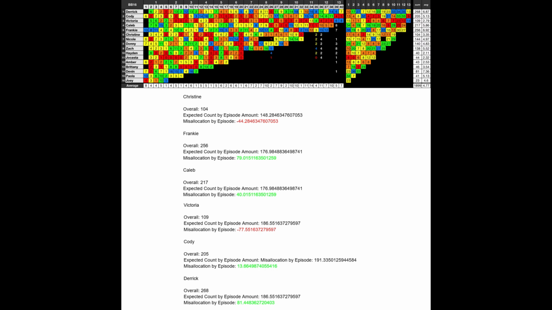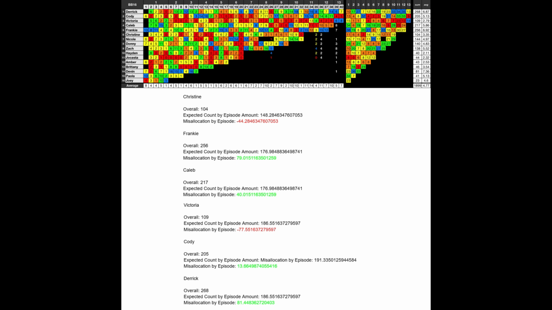Caleb has 217 diary rooms, and his expected count by episode amount is 176.98, costing for a misallocation amount of 40, so he definitely was over-distributed as well, but obviously just nowhere near as close as Frankie.